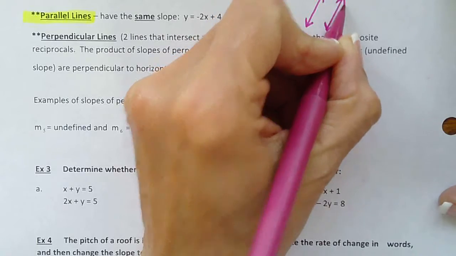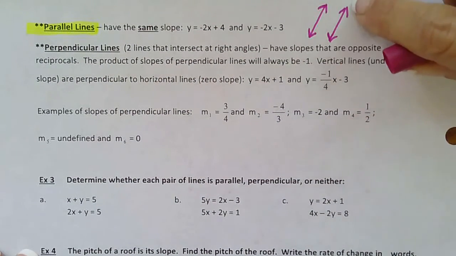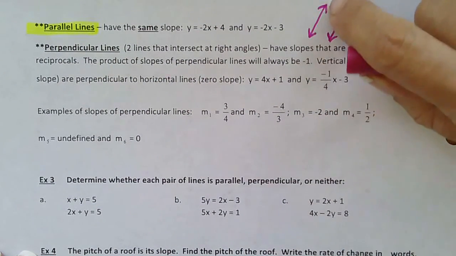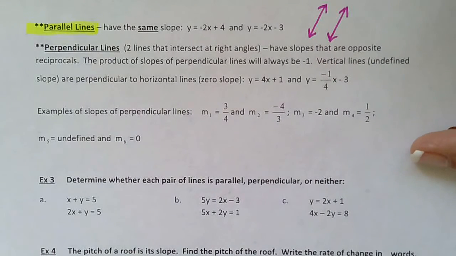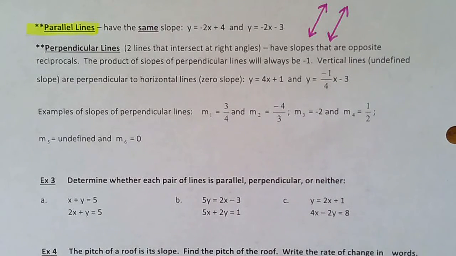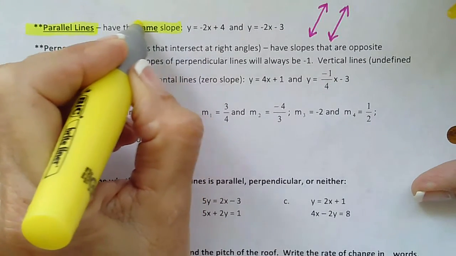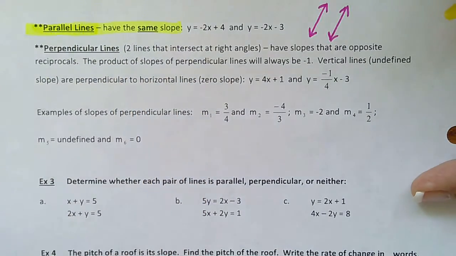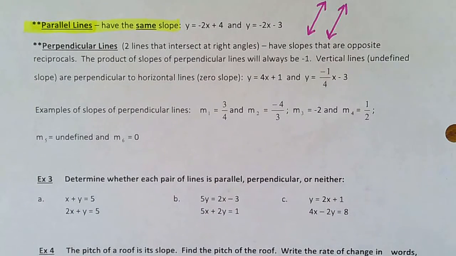So parallel lines will look like this. And do you agree that they would be the same steepness? If you were going to climb this mountain, it would be the same thing as climbing this mountain. And remember, we learned steepness means slope. So parallel lines have the same slope. And that makes sense when you look at them. Yes, they do have the same steepness.